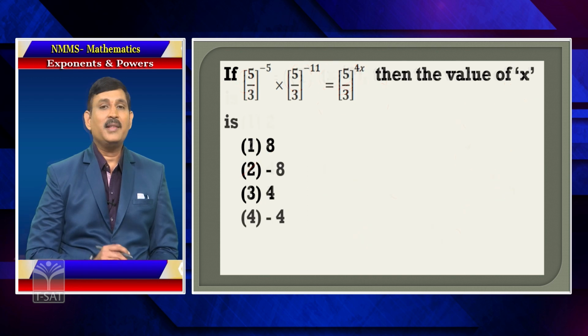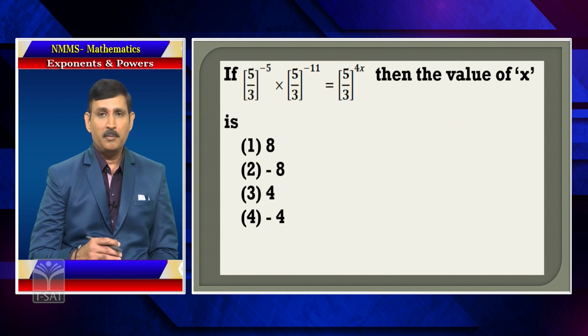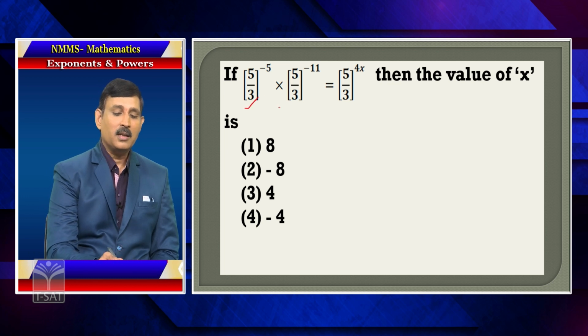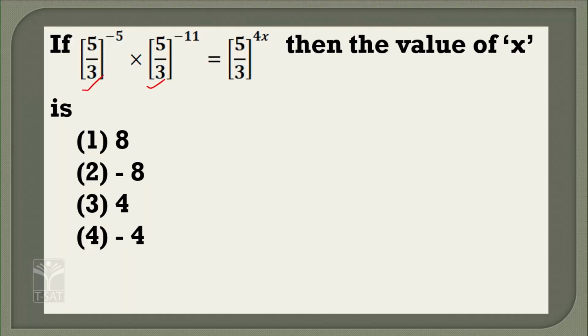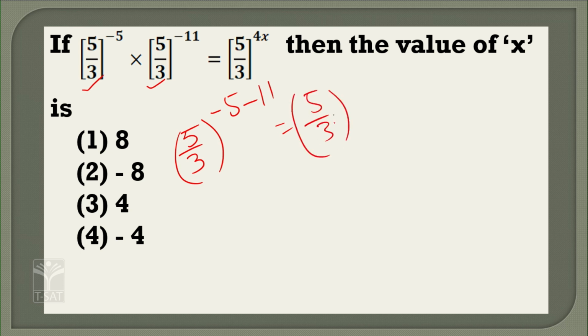Okay. This is also more or less based on the same idea, the same concept. Here the bases are the same. 5/3 is the base. So a^m into a^n is a^(m+n). So (5/3) to the power minus 5 minus 11 is equal to (5/3) to the power 4x.